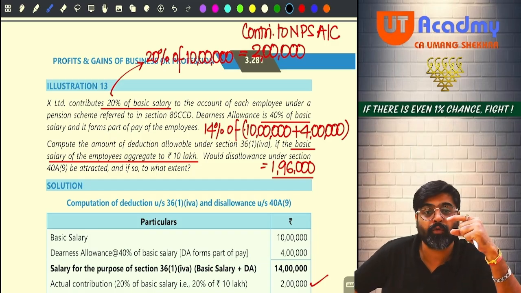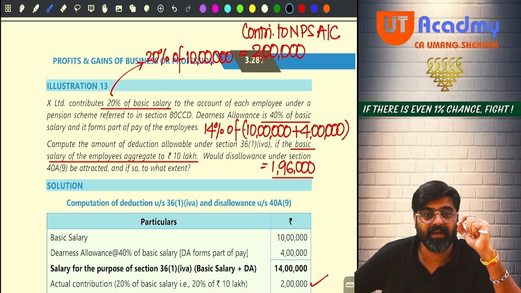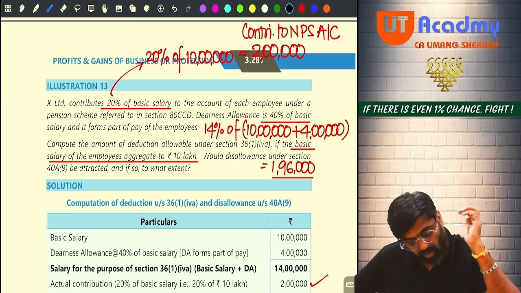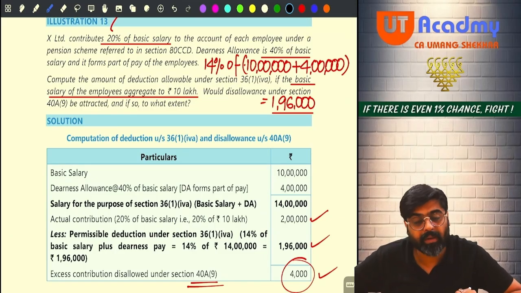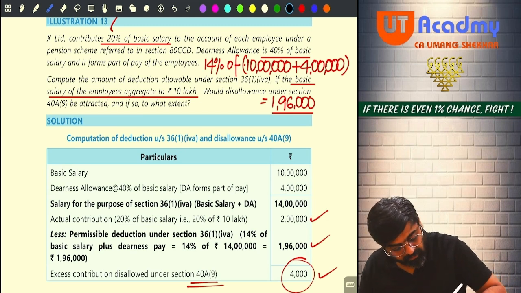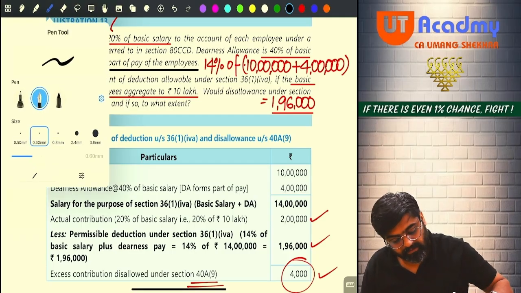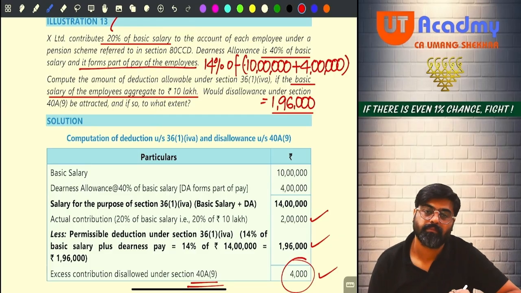So when you will be calculating 14%, will you take only basic salary? No, you have to take the salary. And salary for that purpose means what? Basic and DA in terms. So, there they are saying dearness allowance is also given to the employees, which is 40% of their basic salary, and it forms part of the pay of the employee, meaning that the DA which is given to the employees is DA in terms, which will be given 40% of the basic salary.